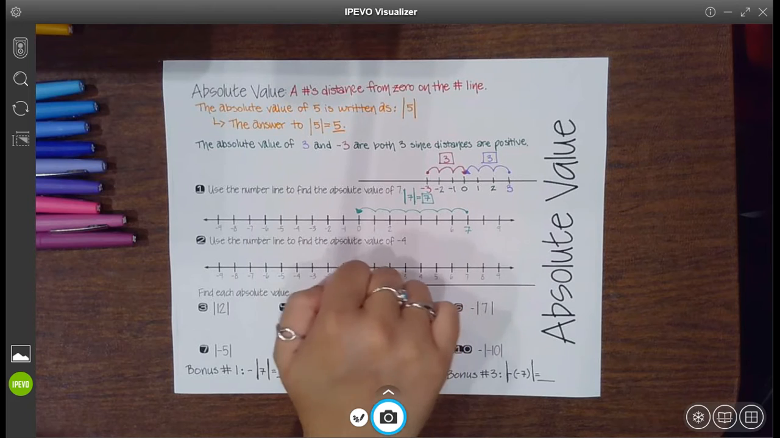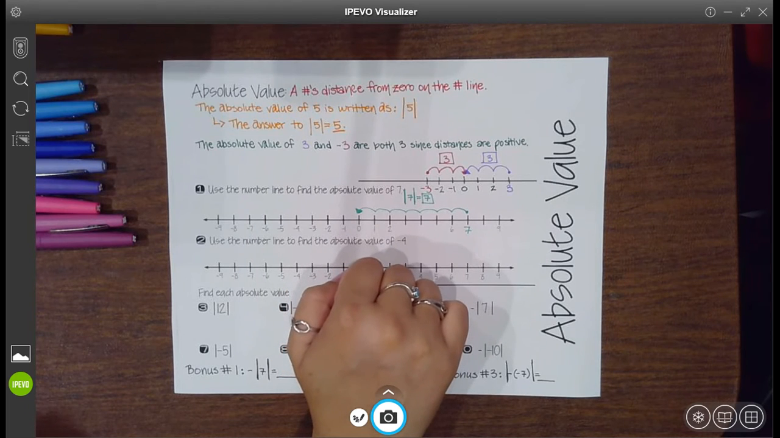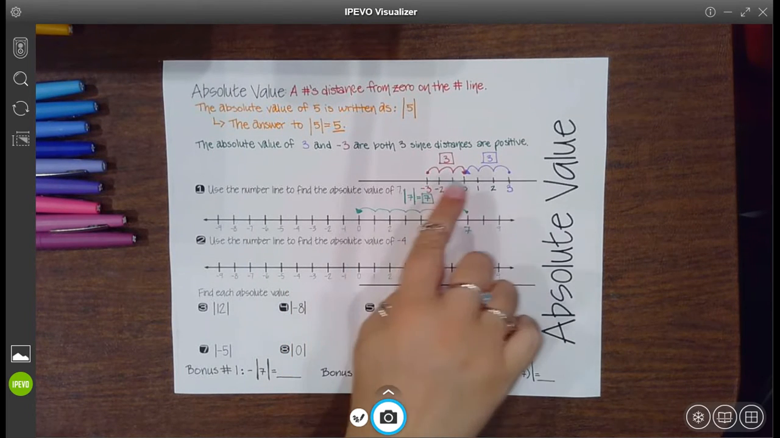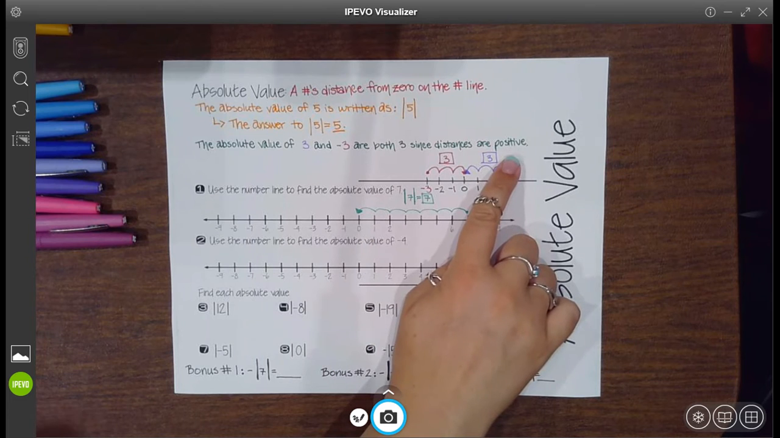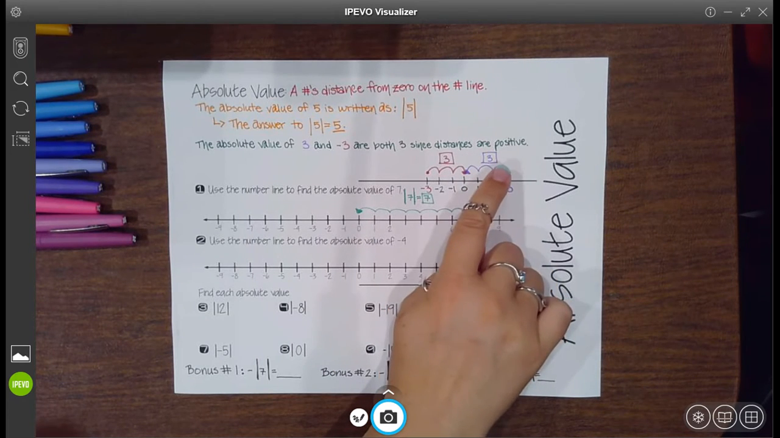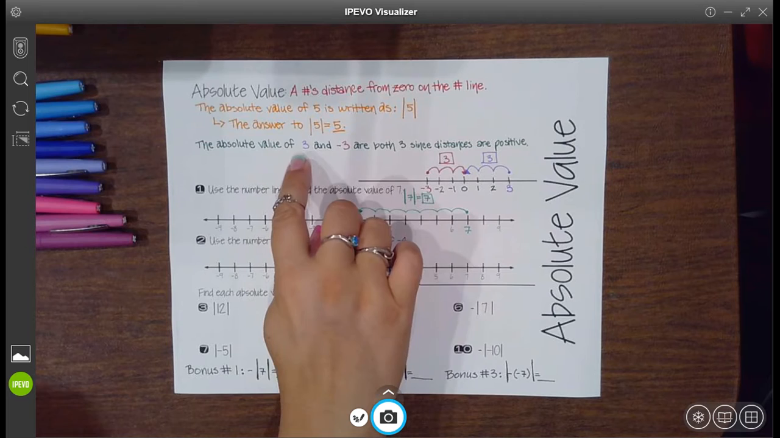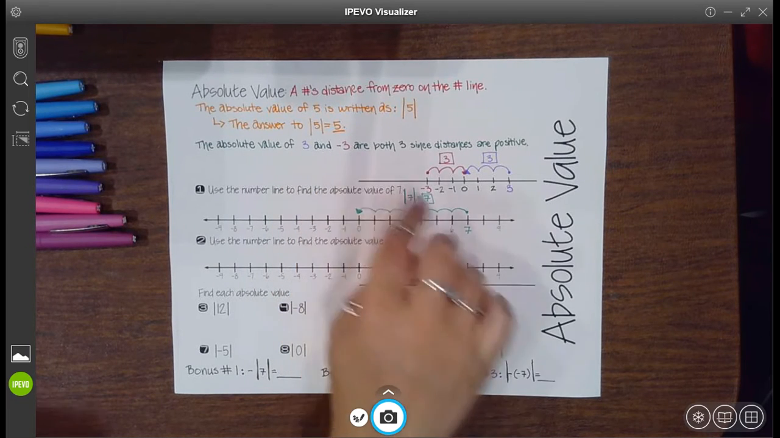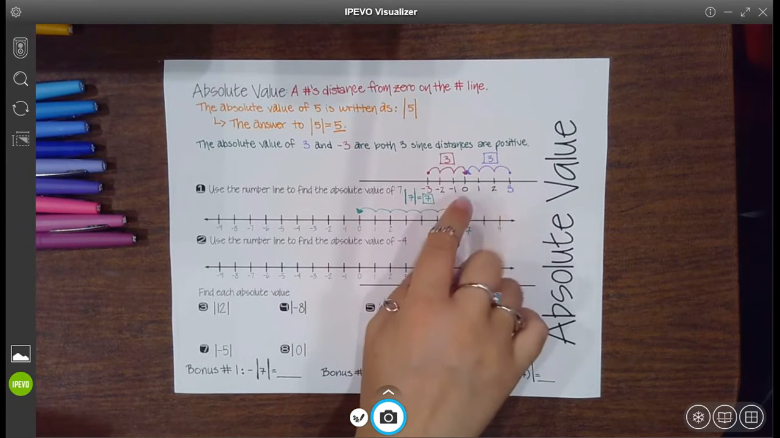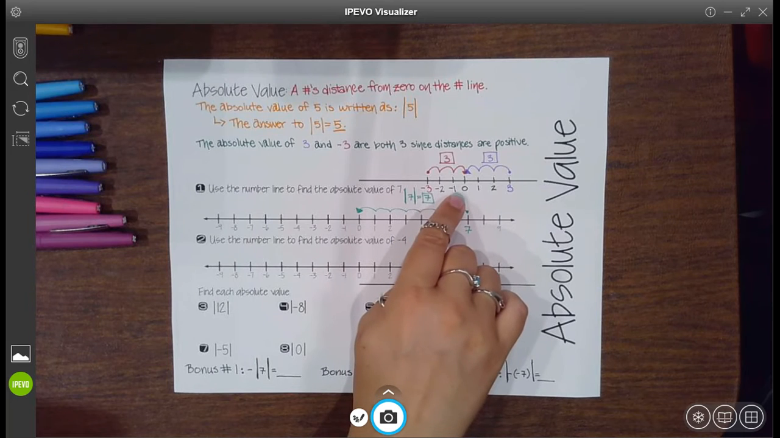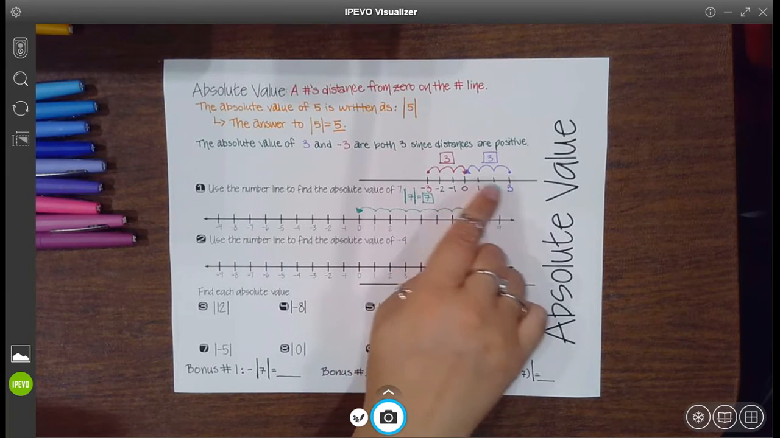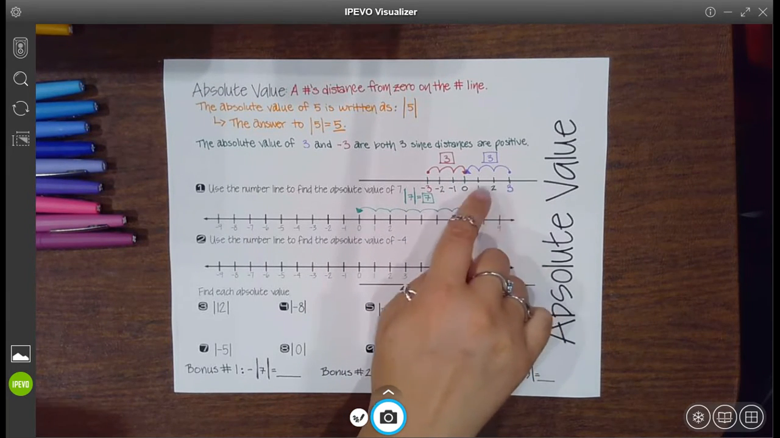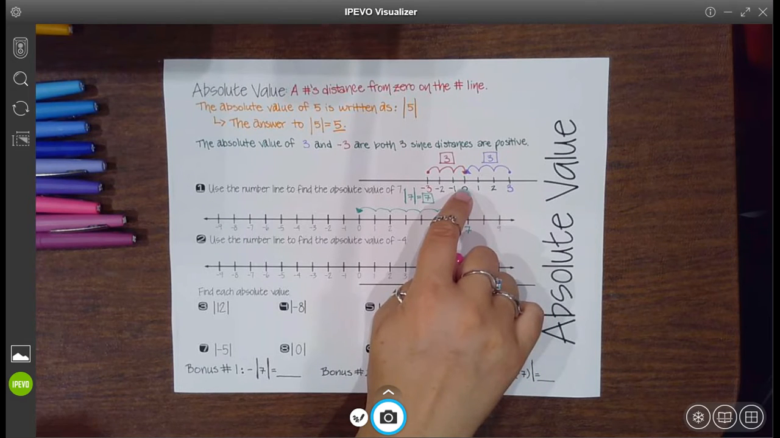Also, one thing I want to draw attention to is absolute value is usually almost always positive. Why? Because distances are positive. So both the absolute value of 3 and -3 are going to just be 3. Because how far is -3 from 0? It's 3 away. How far away is 3 from 0? It is also only 3 away.